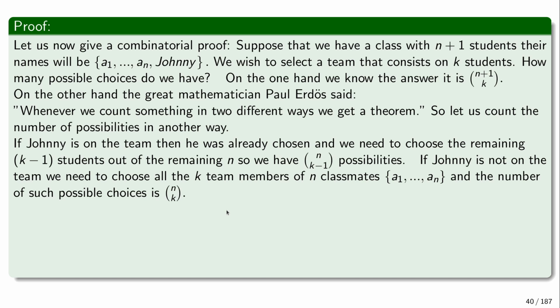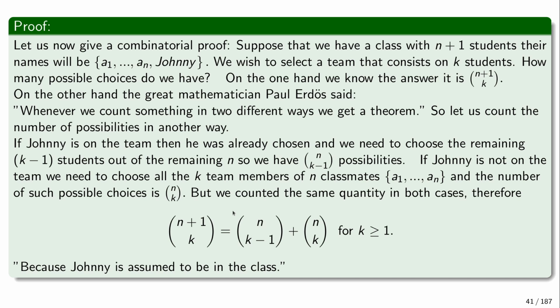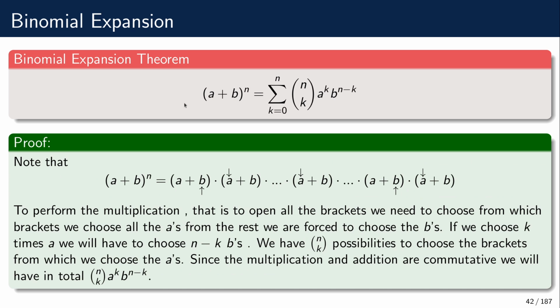And therefore, since we counted the same thing twice in two different ways, we need to have this equality. Basically, this is valid for k greater or equal than 1. We would want to extend it further, for example, for k equals 0. But at least in this combinatorial setting, we need k to be at least 1, because we know that Johnny must be in the class in this way that we have proved. So the class consists at least of one classmate. Sure.